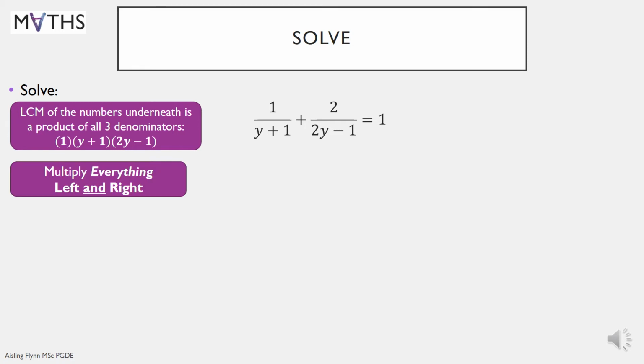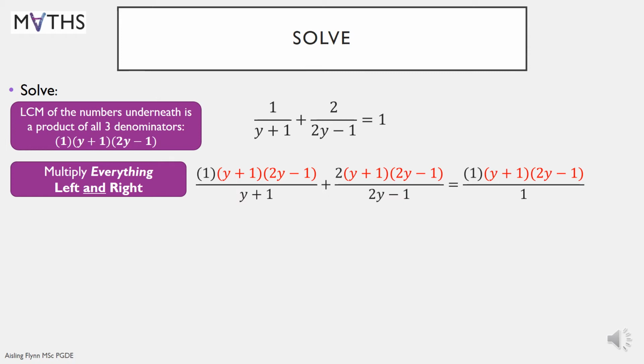Okay, so we're going to multiply everything left and right by the lowest common multiple. You can see it there in red, so it's a big long expression. Okay, and we've multiplied each term by it. And now we're going to use division to simplify. So y plus 1 divided by y plus 1 is equal to 1. 2y minus 1 divided by itself is equal to 1. And on the right, we just have 1 divided by 1. So, okay, it doesn't really give us anything.